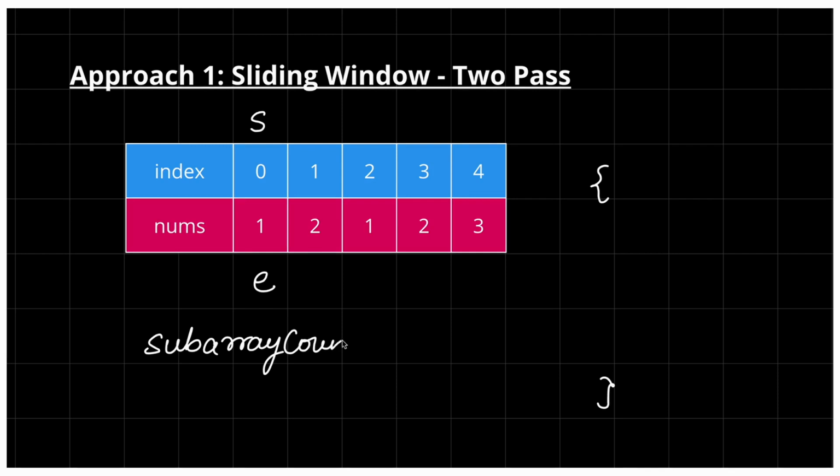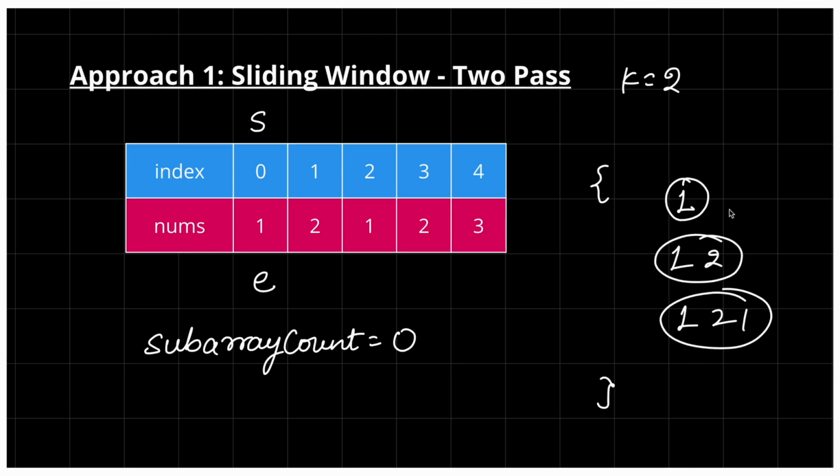Now let me take this subarray count variable in which I will be maintaining the count of the subarrays, and initially it is set to 0. So k is equal to 2 over here. The idea is very simple. First, I will try to calculate all those subarrays which have at most 2 elements. That means 1 will also be a subarray, 1, 2 will also be a subarray, 1, 2, 1 will also be a subarray, because all of these subarrays have at most 2 distinct elements.